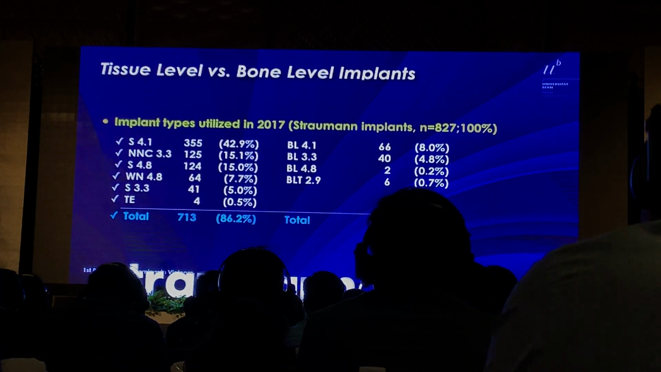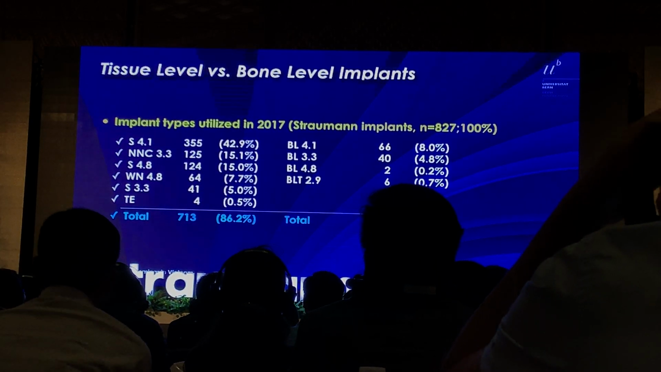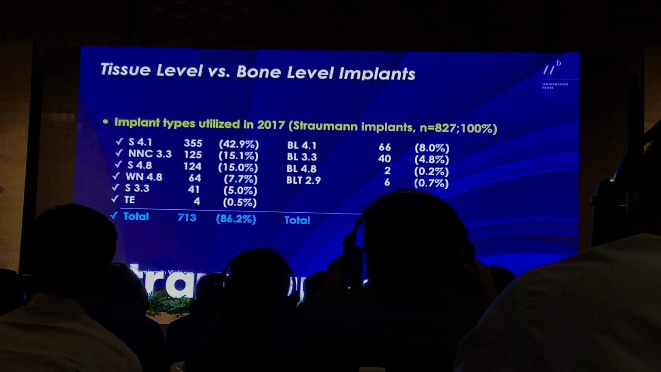And of course I would love to have also the bone level implant with the machine neck type. And I know the prototypes are in the process of being worked out. Okay. And then you see here the percentages.